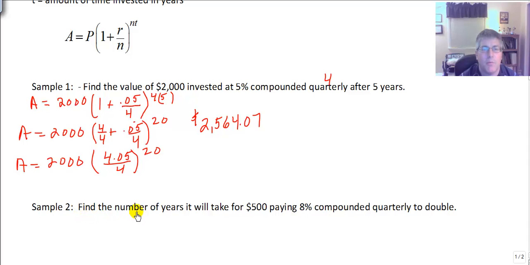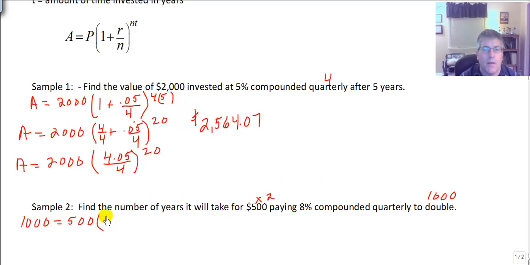Sample 2 says find the number of years it will take for $500, paying 8% compounded quarterly, to double. Well, if we're going to double 500, 500 times 2 is 1,000. So our ending amount, we already know it's going to be 1,000. Our beginning amount is 500. It's our principal.